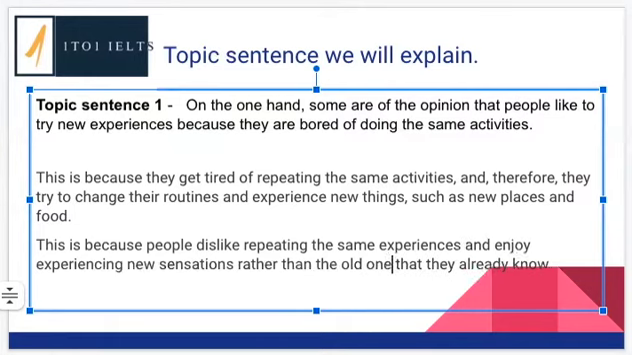Ones would be a reference to sensation. So rather than repeating the word sensation, we can have ones here. Now if we look at this, we're definitely explaining the idea. We've got "this is because," which is nice language to introduce an explanation.